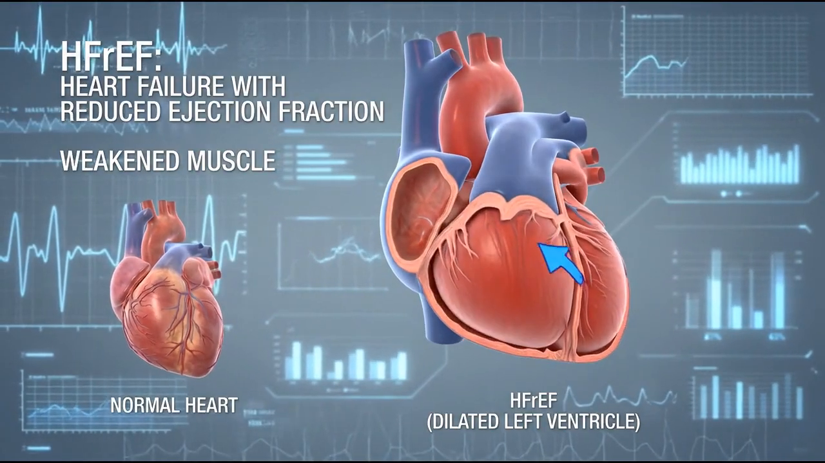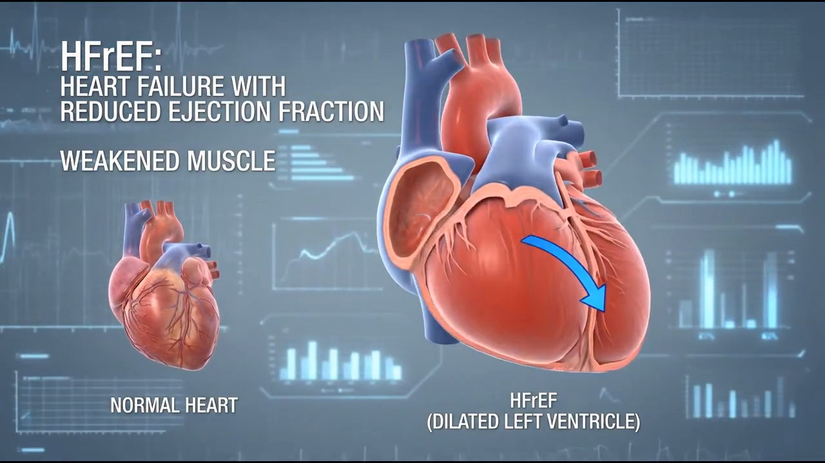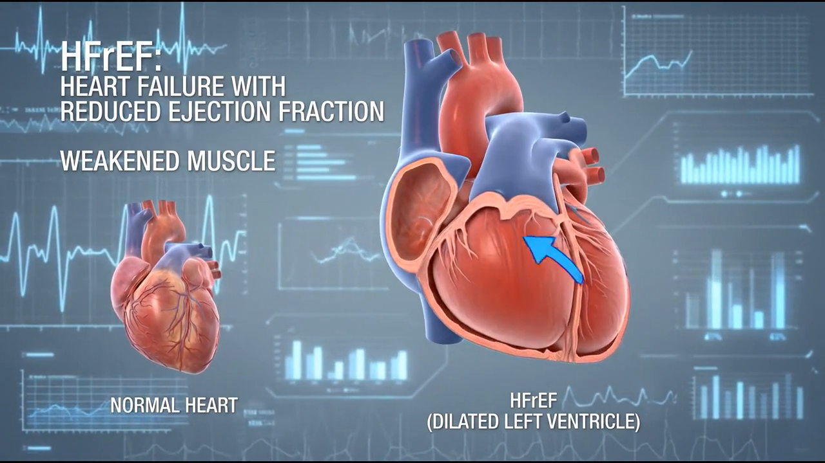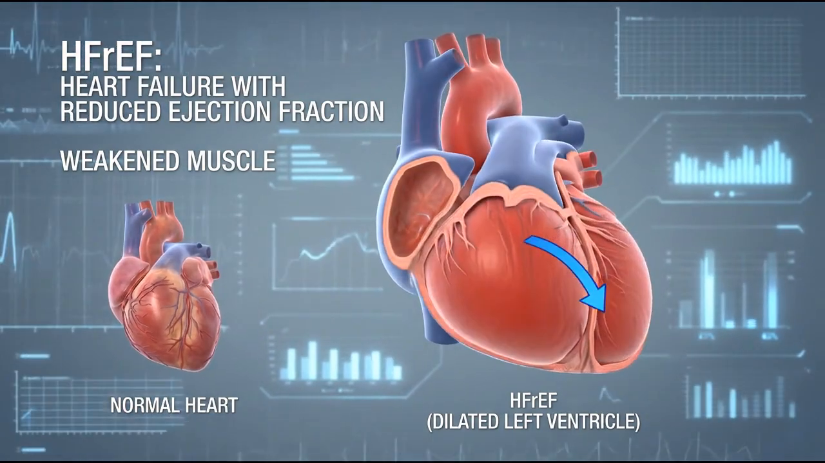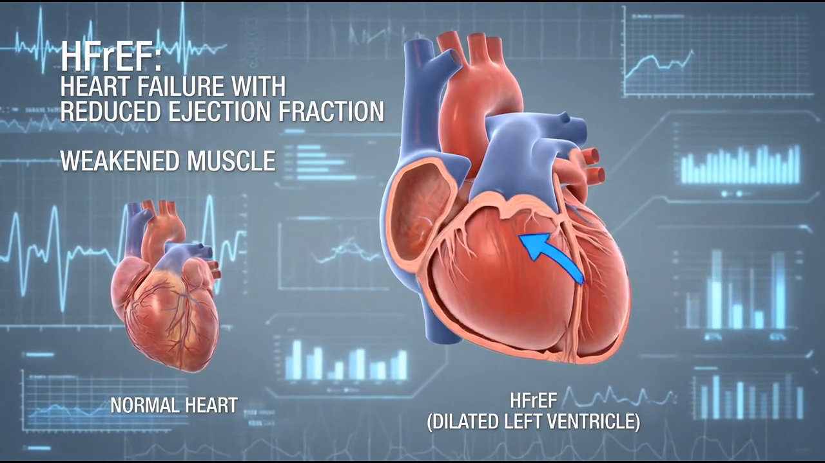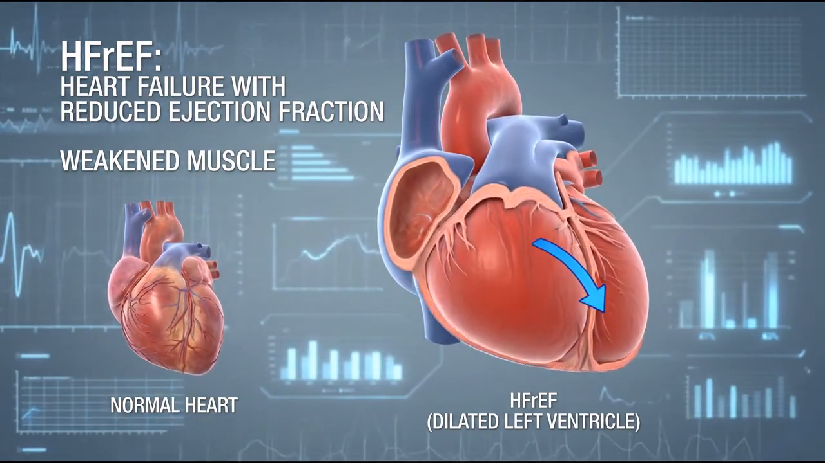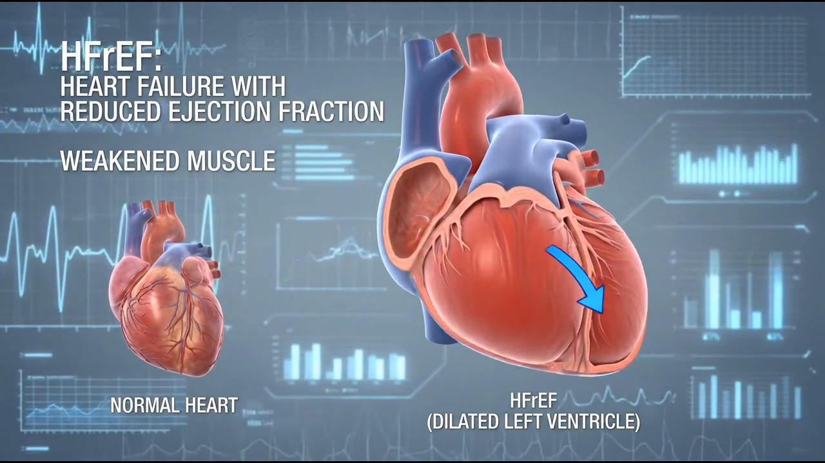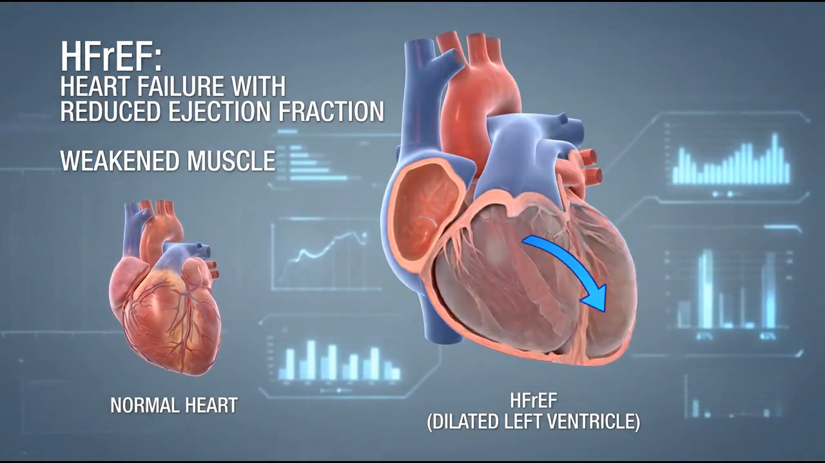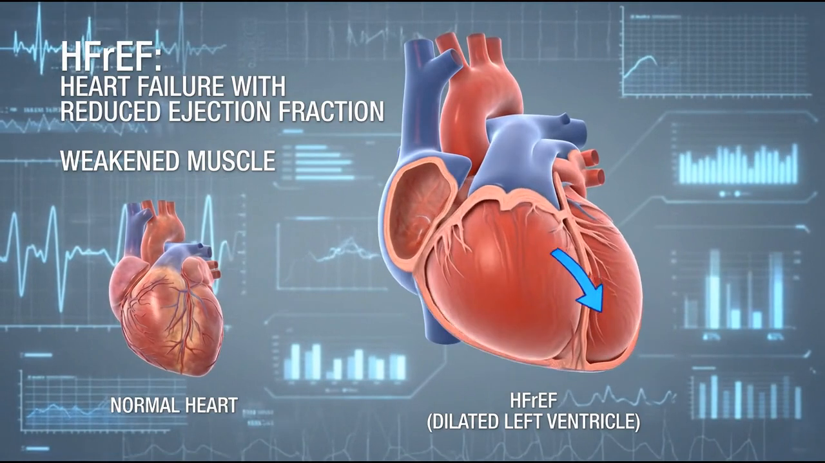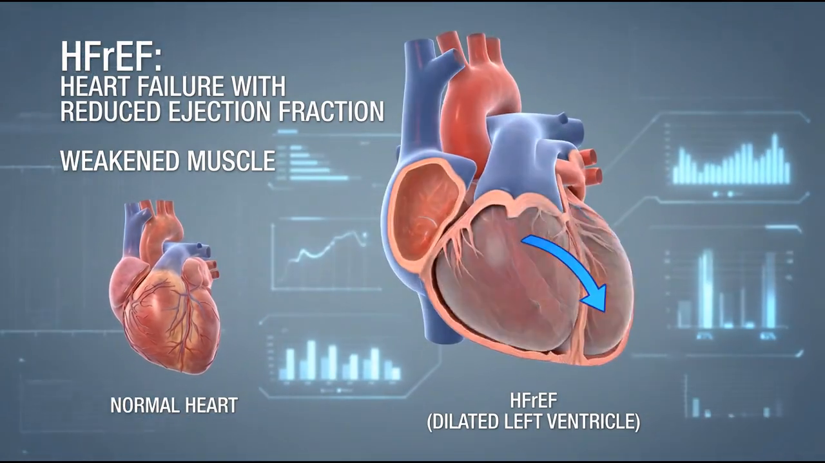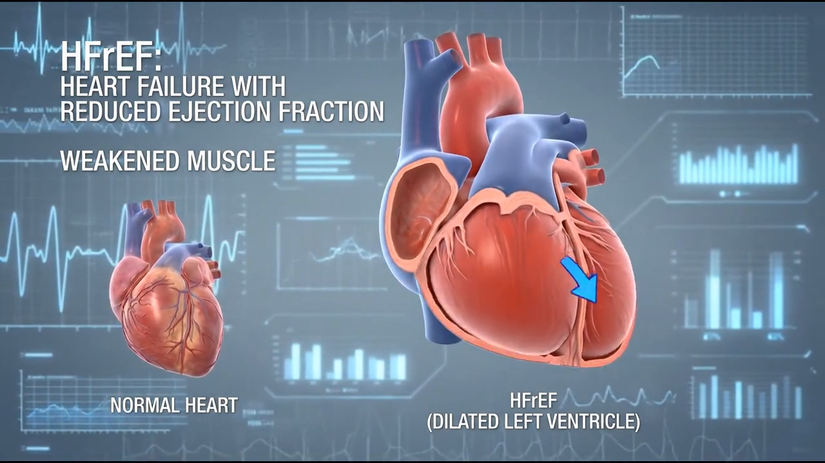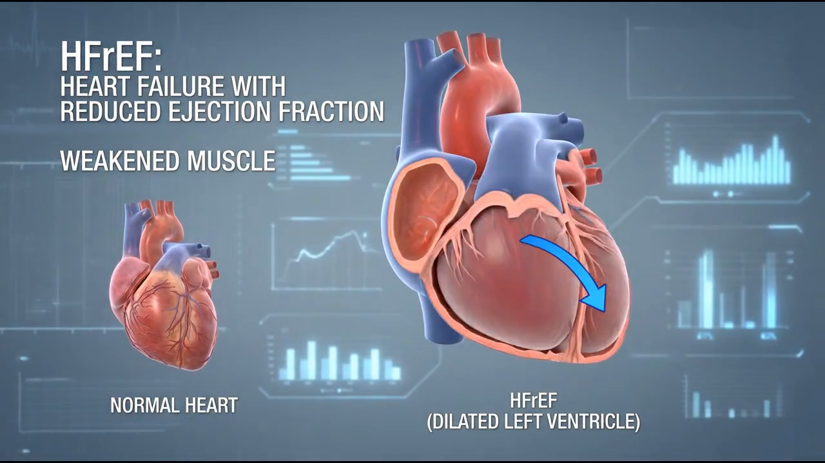Beyond staging, heart failure is also classified by how well the heart's main pumping chamber, the left ventricle, contracts. This is measured by the left ventricular ejection fraction, or LVEF. HFrEF, or heart failure with reduced ejection fraction, means the heart muscle is weakened and pumps less than 40% of the blood out of the left ventricle with each beat. This is often referred to as systolic heart failure.